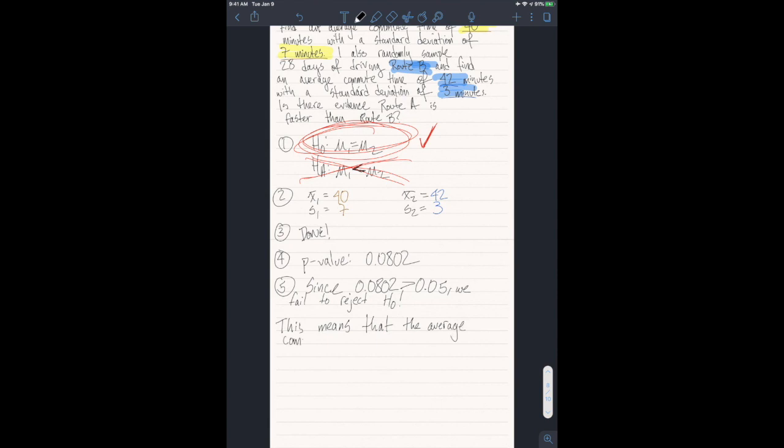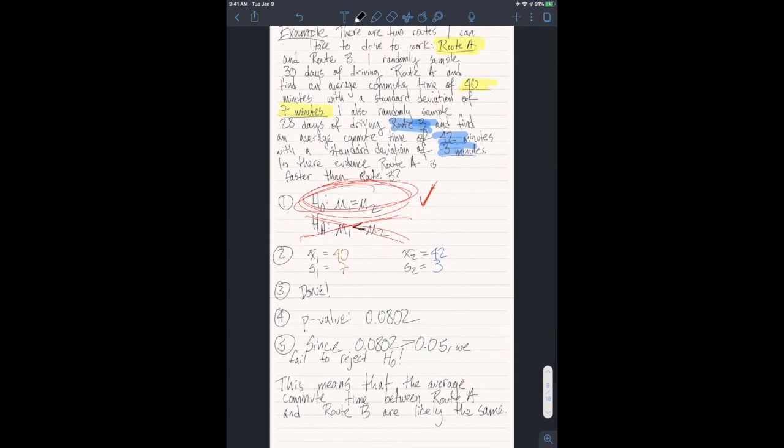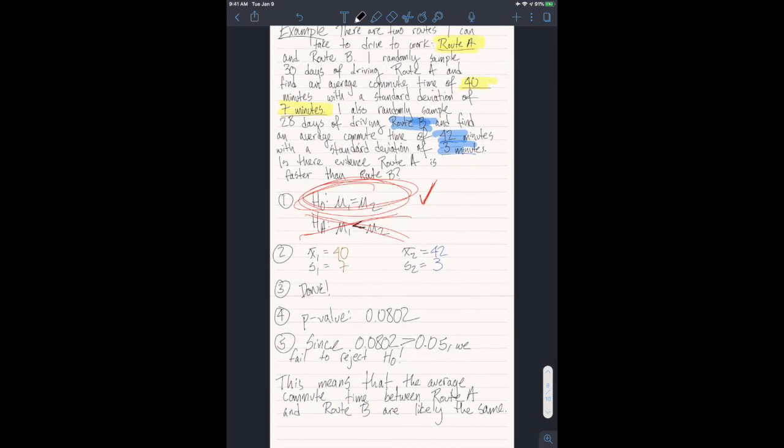So since I'm retaining the null, this means that the average commute time between route A and route B are likely the same. They're equal. Right? I'm keeping the idea that the average time it takes to get home or to work is the same. That they're equal.